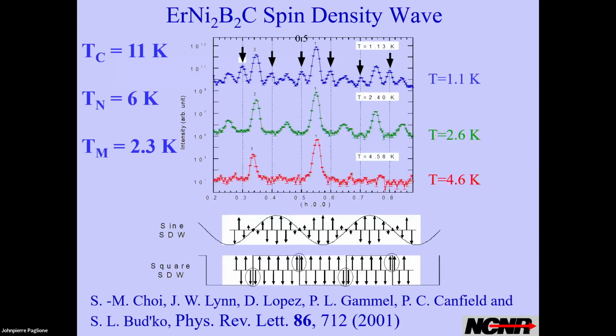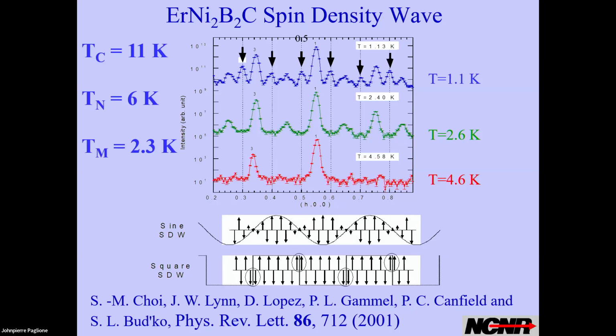Okay, and then finally, the erbium nickel boron carbide, TC is 11 Kelvin. 6 Kelvin is where it orders magnetically, and then there's another phase transition at 2.3 Kelvin. So you look at, for example, 4.6 Kelvin, and here's an incommensurate magnetic peak that's associated with the spin density wave. And you start cooling down, and you get more peaks in there. And what happens is that spin density wave is starting to square up.